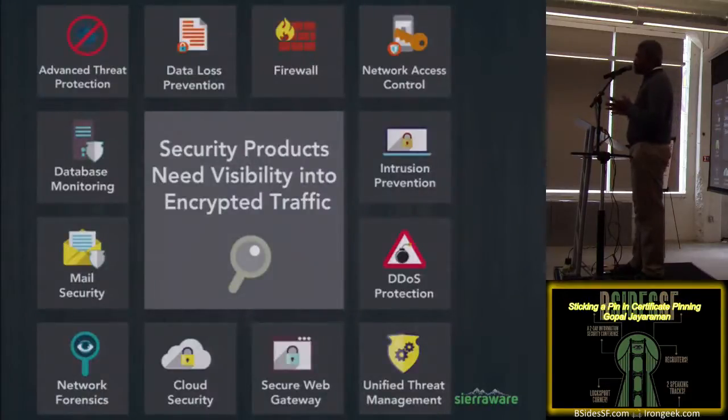So yes, certificate pinning has happened. All the users are very, very happy now. Google makes tons of money. Facebook is making money. Nobody cares, everybody's happy that their privacy is taken care of.